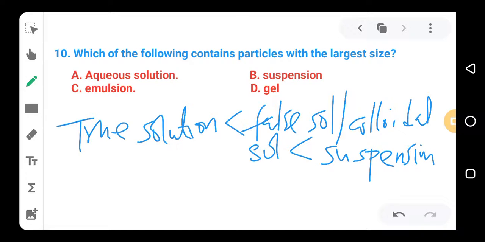In suspension, if you leave a suspension to stand for a while, the particles, because they are heavy, because they are large, will settle down to the bottom of the solution. So if you see any solution that, if you leave it to stand for a while, the particles settle down to the bottom, that solution is a suspension. It is because the particles there are very large and heavy, so they are able to settle down to the bottom. So in these options, suspension is the one with the largest size. The correct answer is B.